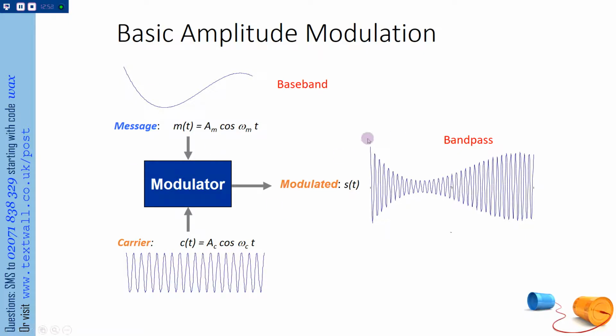Okay, and what we're producing is this bandpass signal, S of t. So what do you think is happening between M of t and C of t? Are they being multiplied? Are they being added? Is it an integration? Is it a convolution? What kind of operation is combining these?